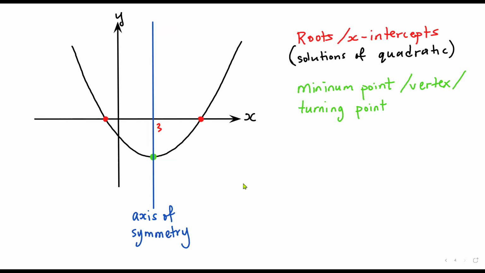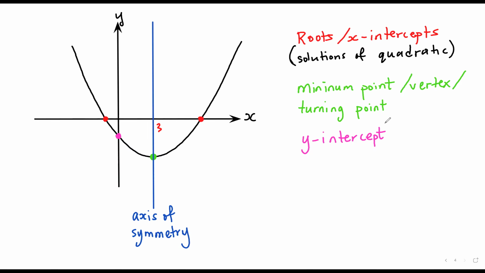And then there's one more thing, which is where the graph cuts the y-axis. Where the graph cuts the y-axis over here is called the y-intercept. And that is true for any type of graph, because even a straight line would have a y-intercept. It's where the graph cuts the y-axis.